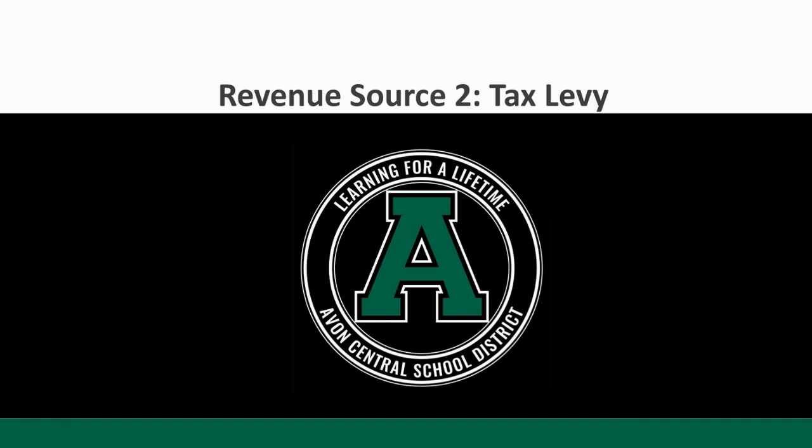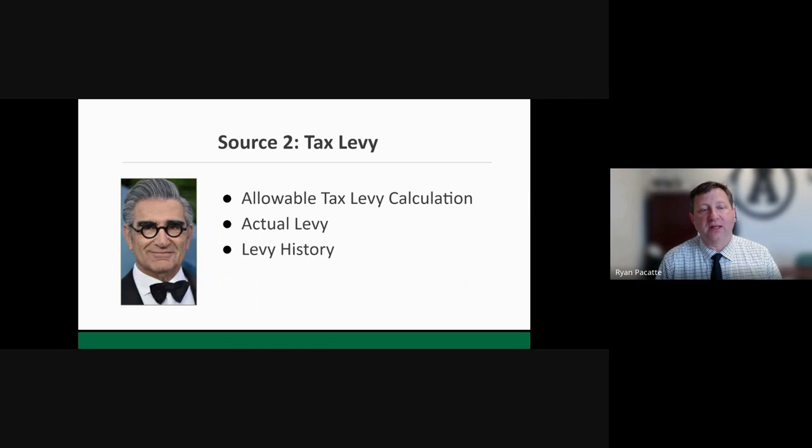But the second source of revenue for schools is largely the tax levy. In 2012, then-Governor Cuomo started requiring school districts, based on a formula that the state established, to calculate and report an allowable tax levy. So it was referred to as a 2% tax cap. That's not really an accurate statement.